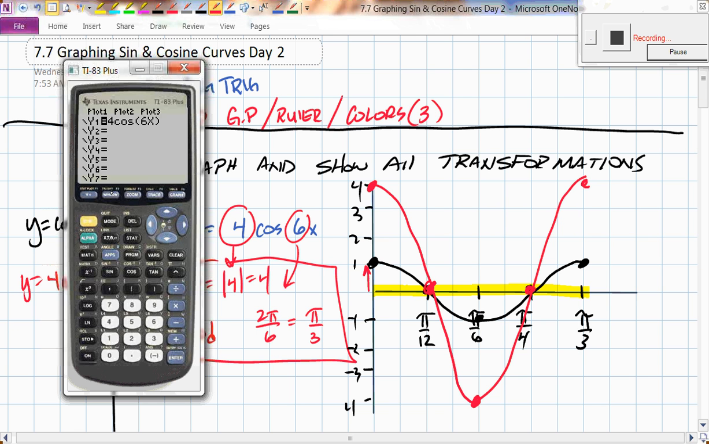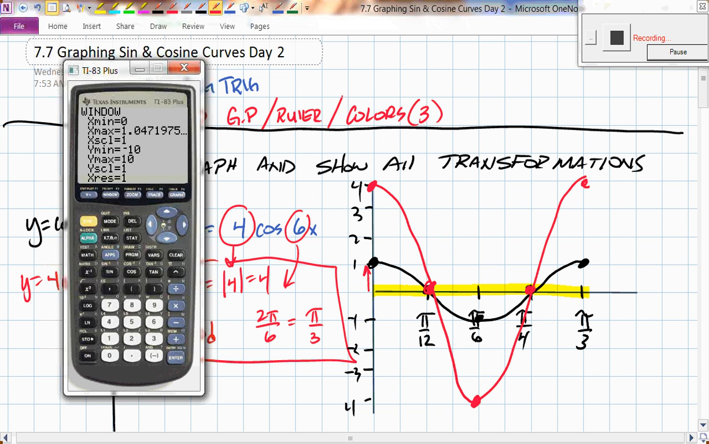So we go to the window and ask ourselves, what's the lowest x value we have? 0, right? What's the highest x value we have? Pi over 3, so pi divided by 3. What's the scale we're choosing to use here?